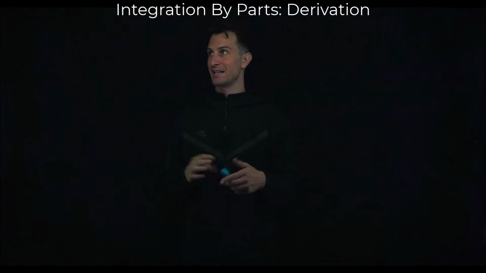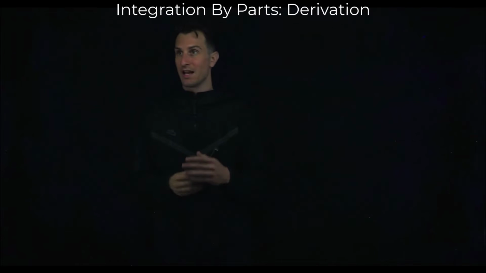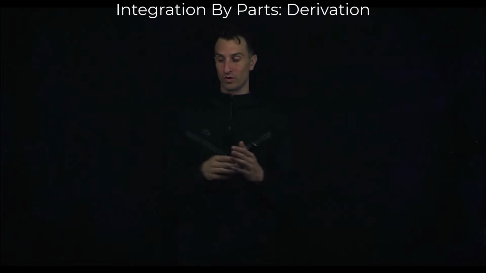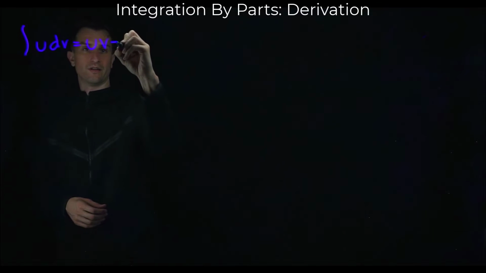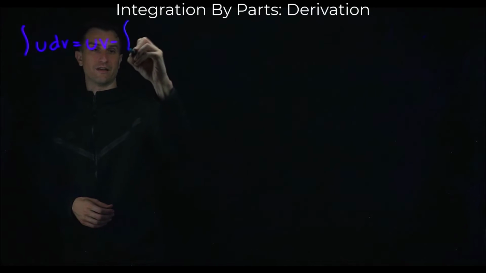Welcome into our video on integration by parts. It's an integration technique that we're going to need moving forward. Let's go ahead and write out the equation and we'll uncover where it came from. The equation is as follows: the integral of u dv is equal to uv minus the integral of v du.